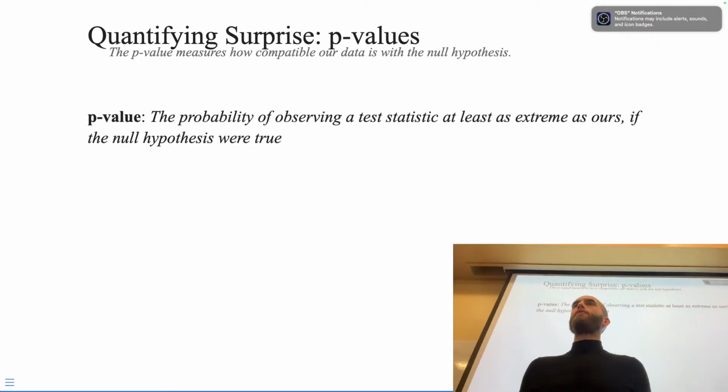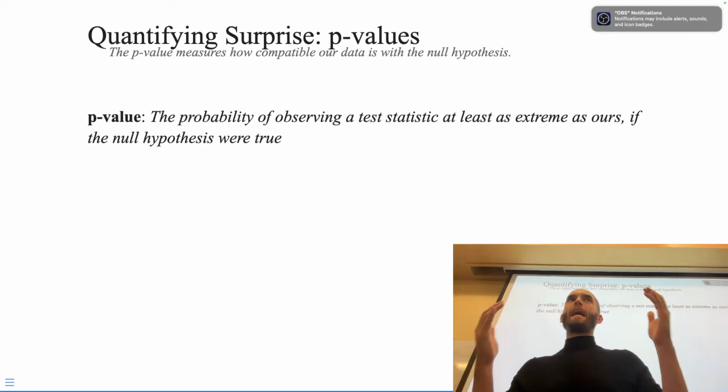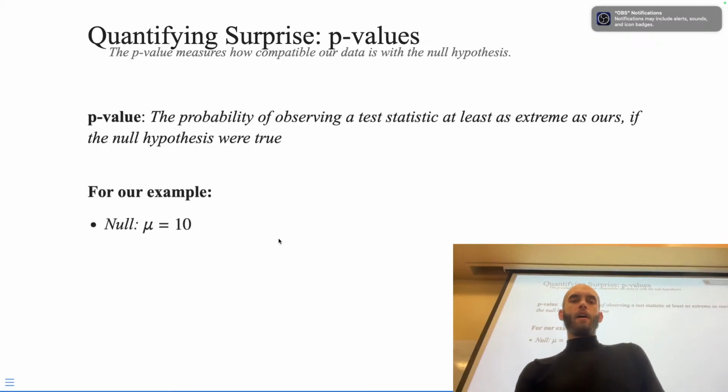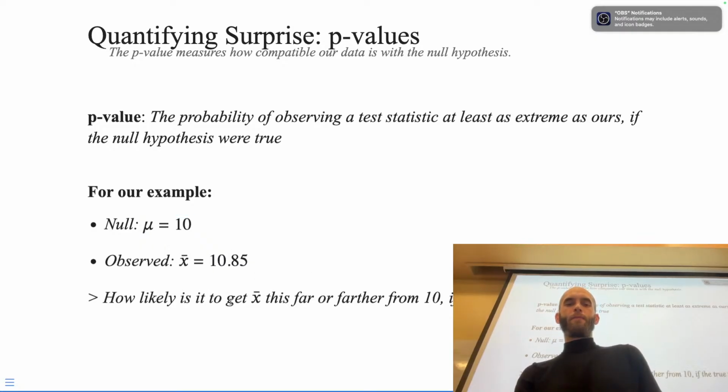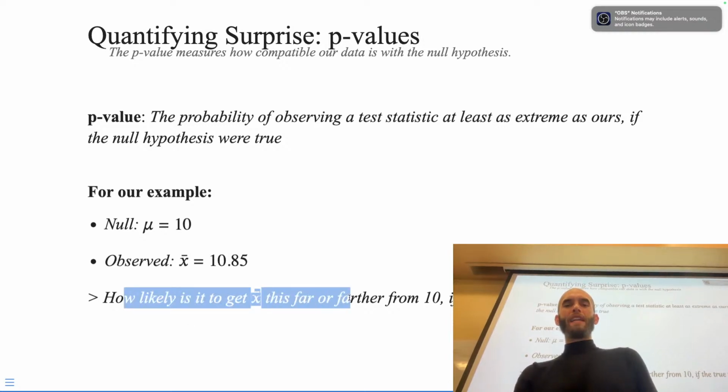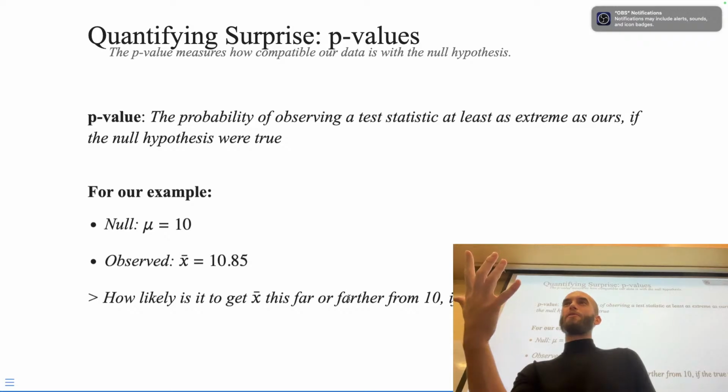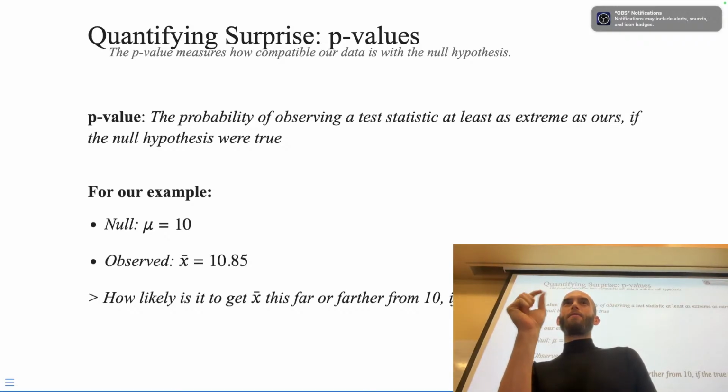So we're saying, what if the wait time was 10? How likely is it that we see something as extreme as our sample mean, 10.85? So it's something as extreme or greater. A little example here: our null hypothesis that we worked with was 10, and then our sample mean was 10.85. So the question is, how likely is it under the sampling distribution to see something like X bar or more extreme, assuming that the true mean is 10?